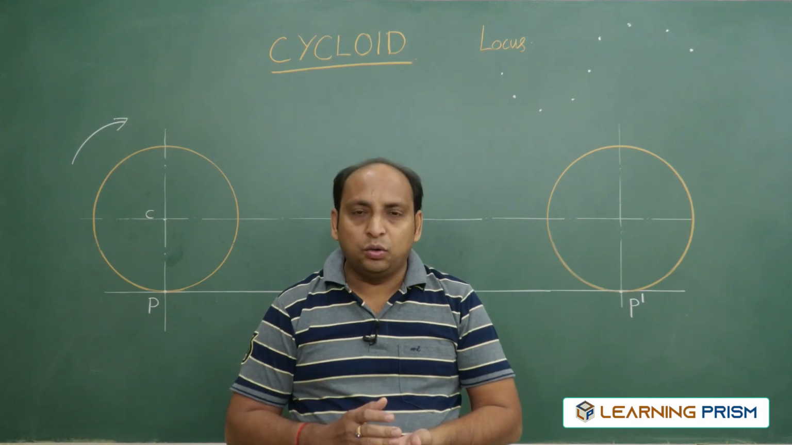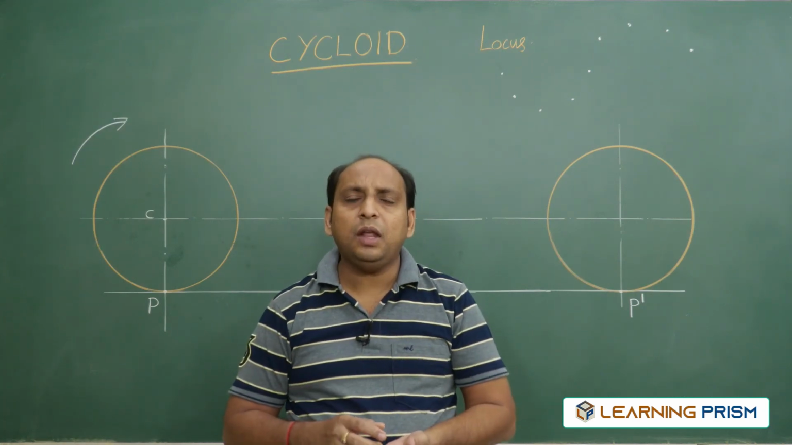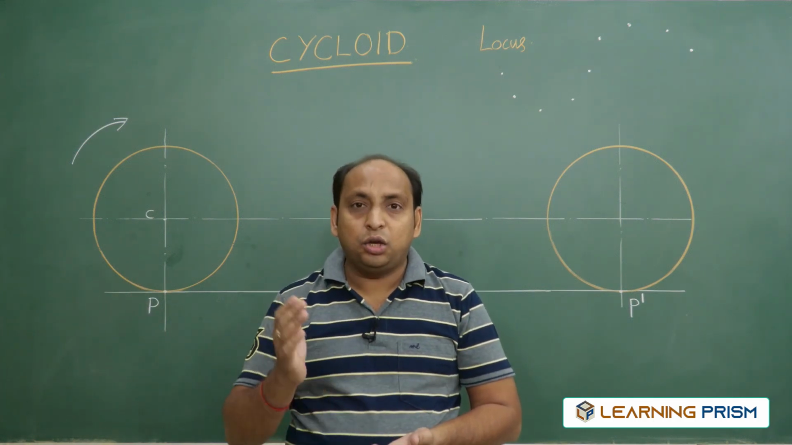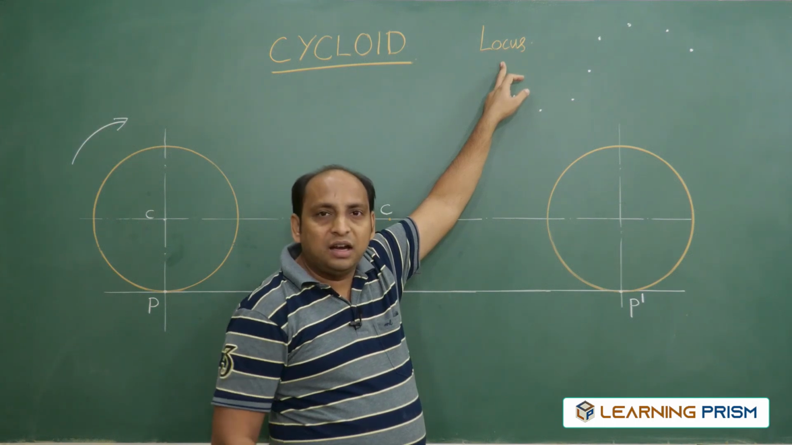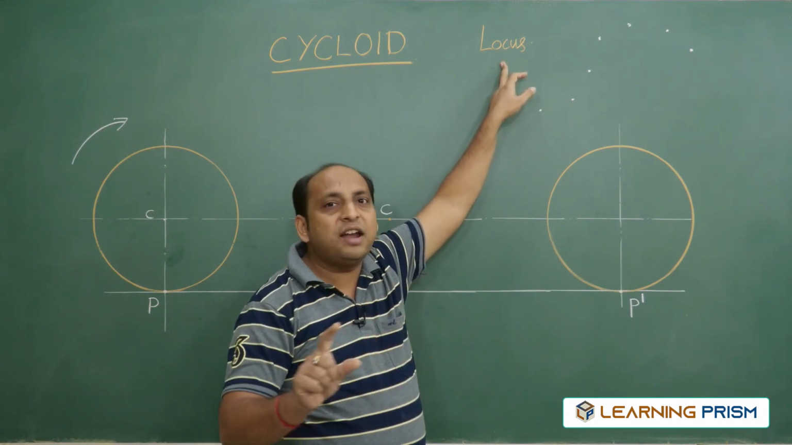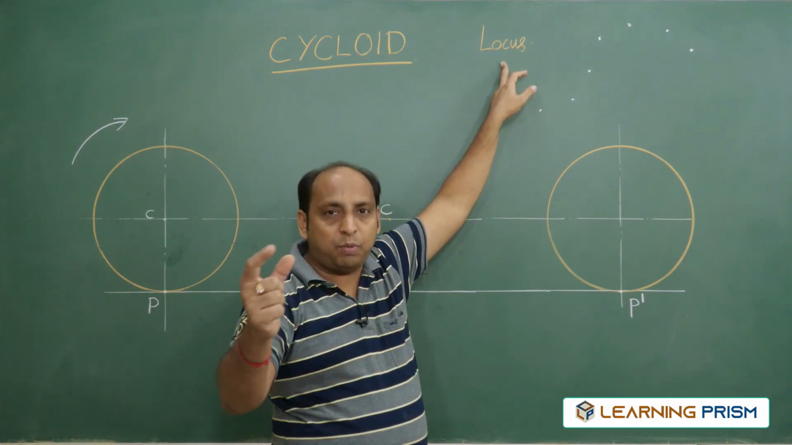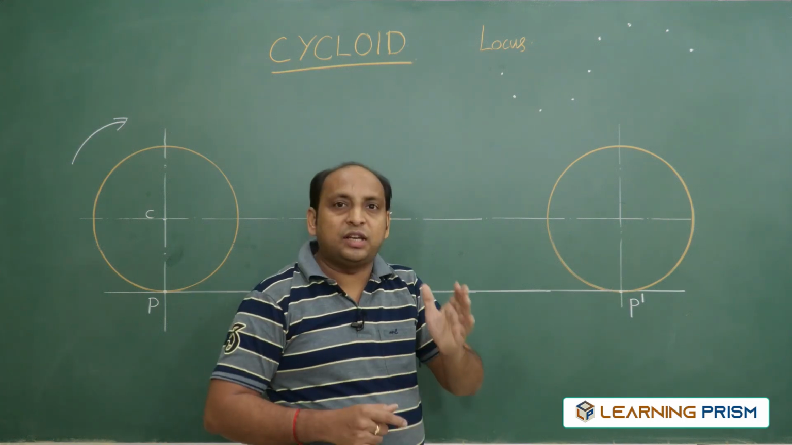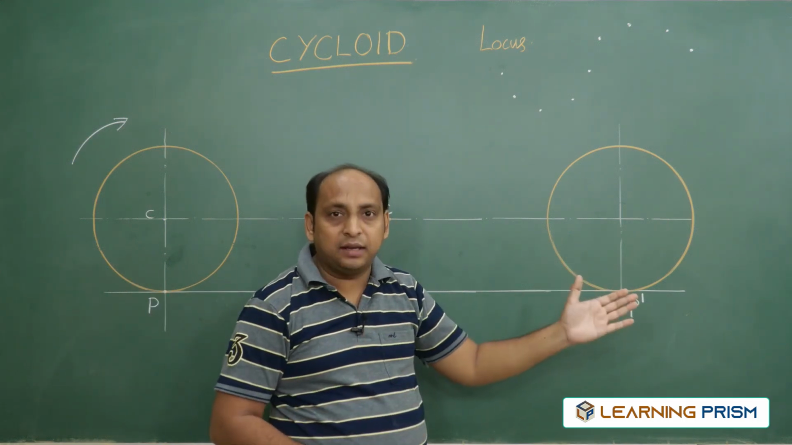So in this video, we will understand the definition of a cycloid. Before we start understanding the definition of a cycloid, you need to know what a locus is. Locus is the path traced out by a point, or a curve generated by a point, when that point is moving in space according to a specific geometrical condition. So there is a condition which needs to be satisfied by the point P.